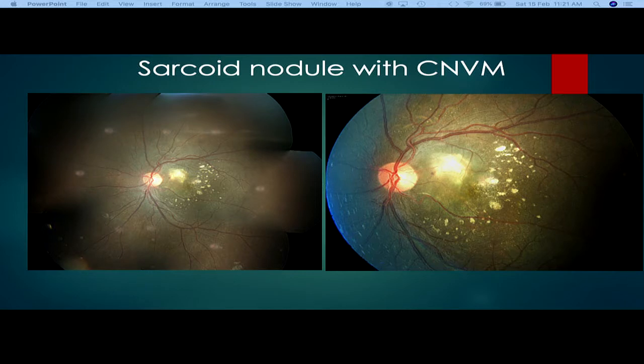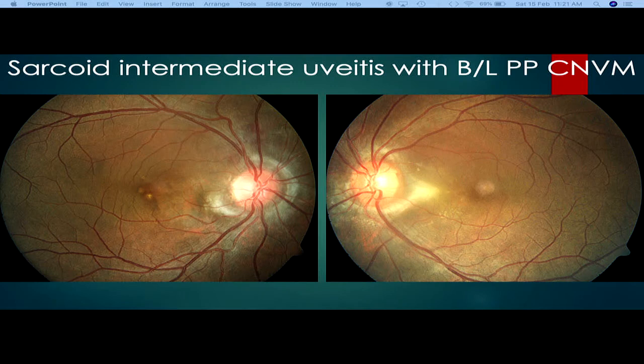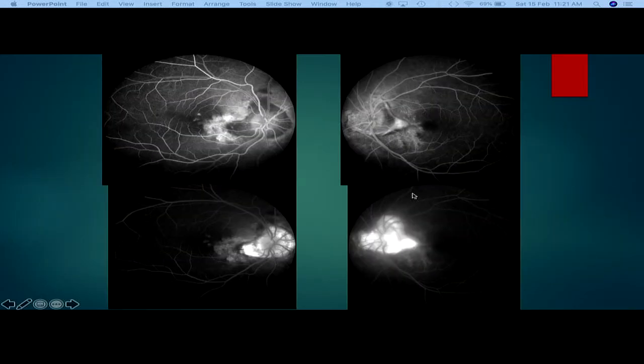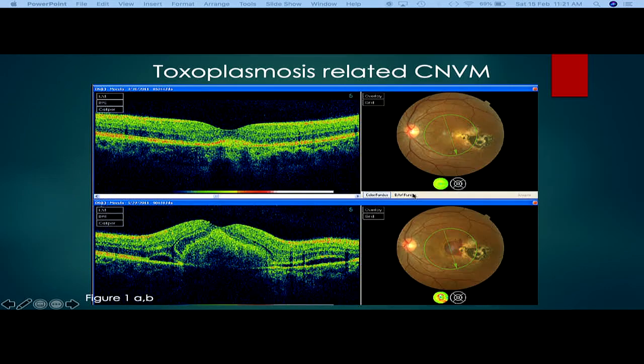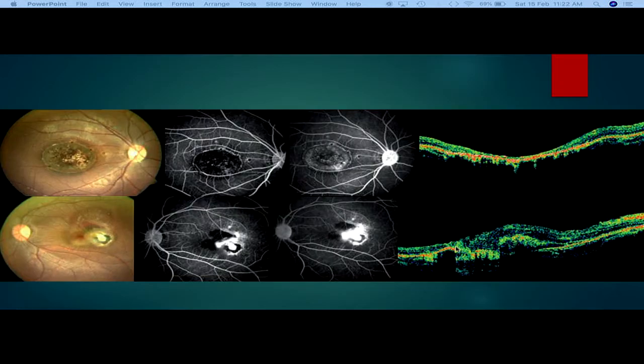We also see cases of sarcoidosis with choroidal nodule and CNVM, and also candlewax drippings with an accompanying CNVM. This is a case of sarcoid intermediate uveitis with bilateral peripapillary CNVM, here you can see, and that is confirmed on fluorescein. You could have a toxoplasma-related CNVM, and here you can see that it typically grows from the edge of the pigmented scar. And these can be well treated with anti-VEGF, and the regression is noted.